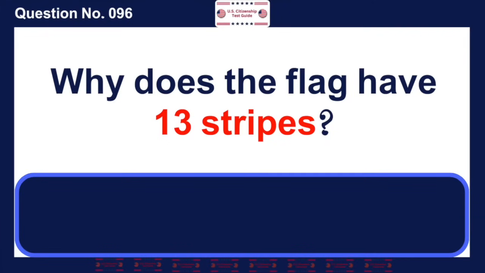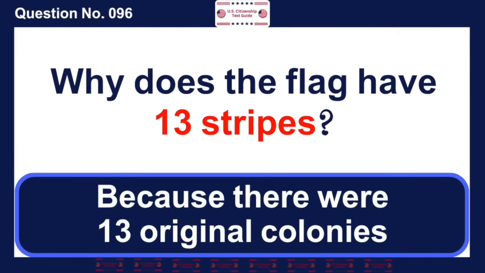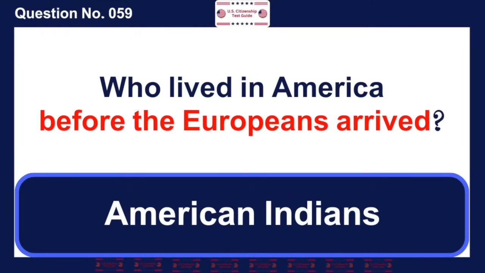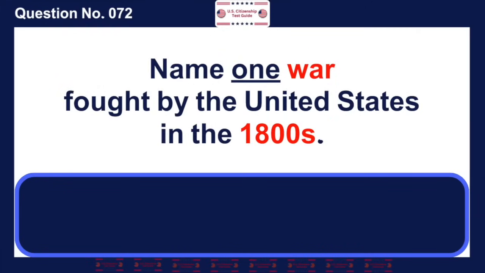Why does the flag have 13 stripes? Because there were 13 original colonies. Who lived in America before the Europeans arrived? American Indians. Name one war fought by the United States in the 1800s. Civil War.